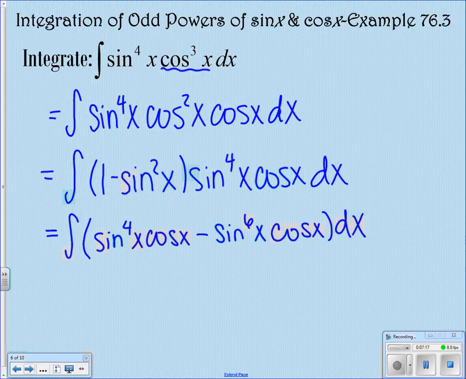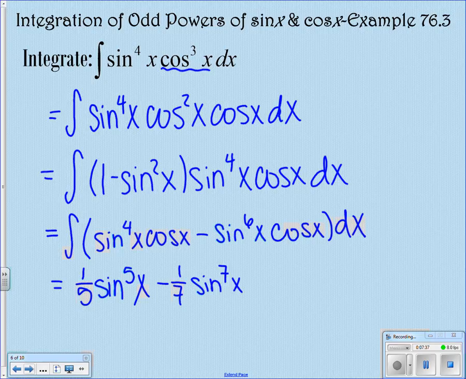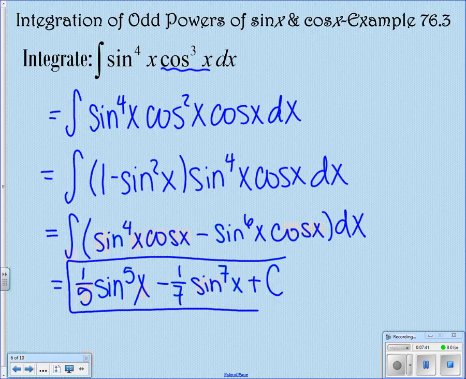So now we're going to integrate. If we integrate the sine to the 4th cosine x, we're going to get 1/5 sine to the 5th x. And if we integrate sine to the 6th times cosine, we're going to have minus 1/7 sine to the 7th of x plus c. Okay, and so that would be your answer for that problem.